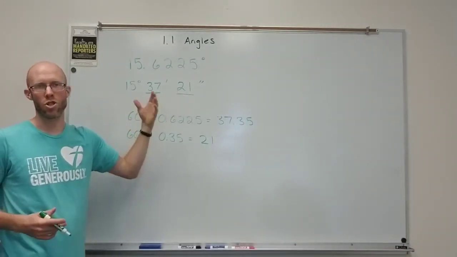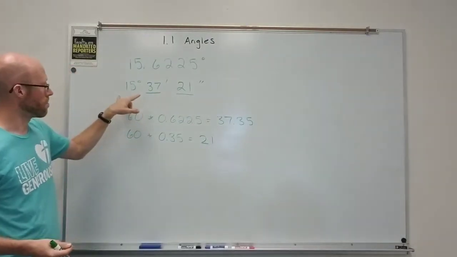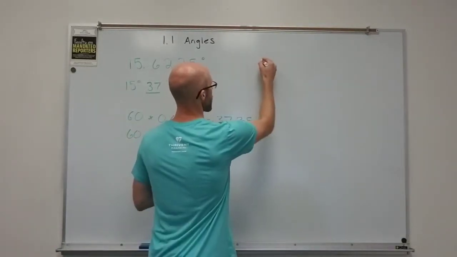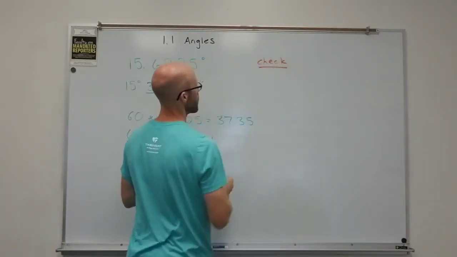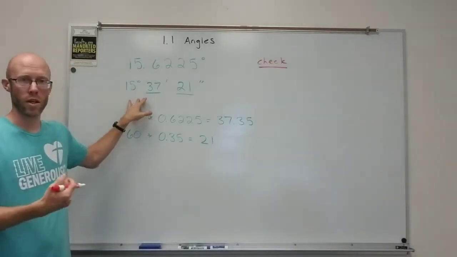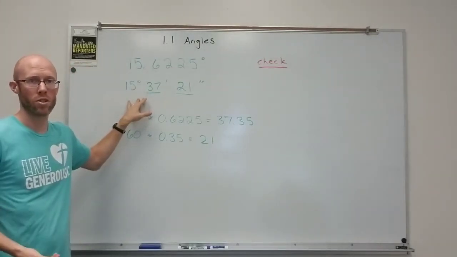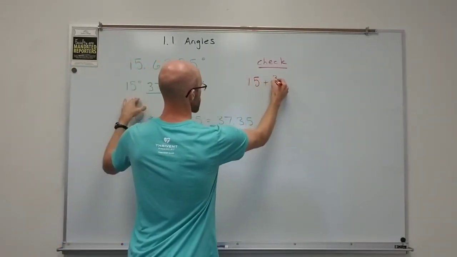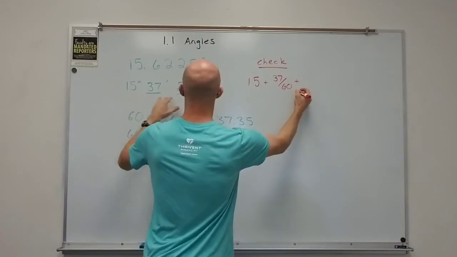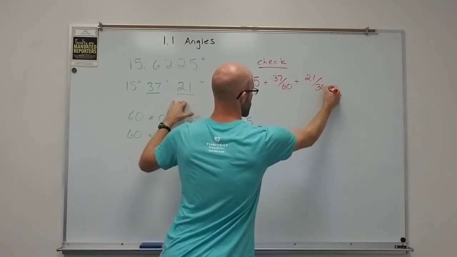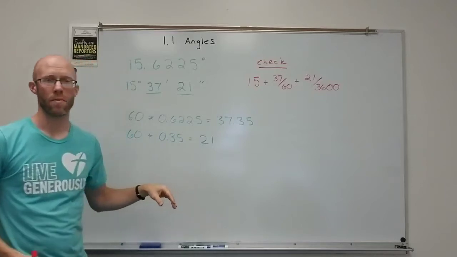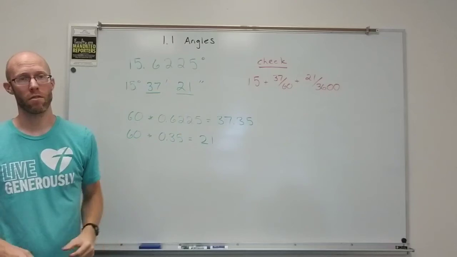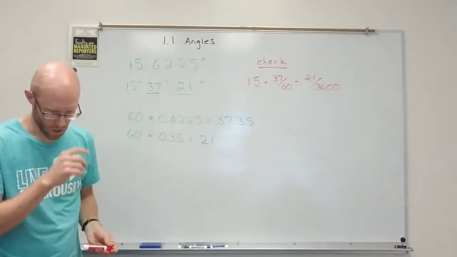And of course, you could always check that on your calculator. If you were to type in, let's put this up here as a check, you could do the other conversion like we did a moment ago and just make sure it works out to this decimal. So you could type in 15 plus 37 over 60 plus 21 over 3600. And when you put that in your calculator, you should get out 15.6225. Okay? All right, that should work out nicely.